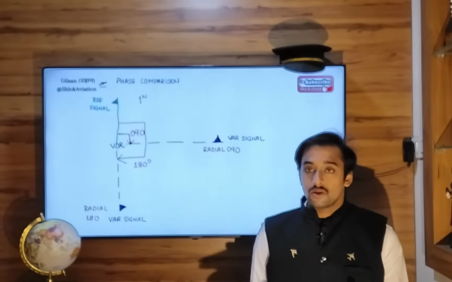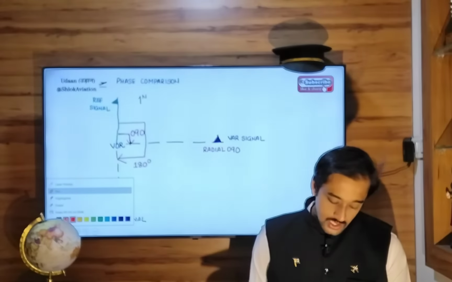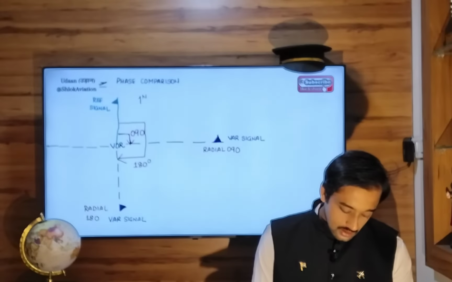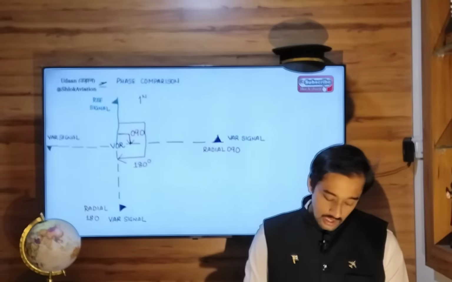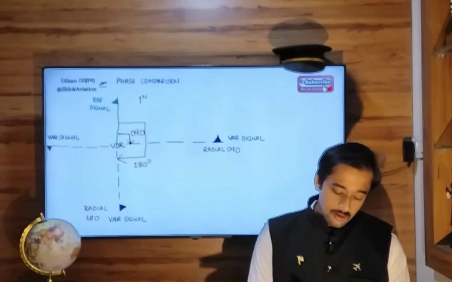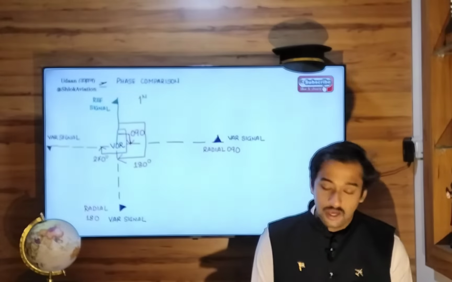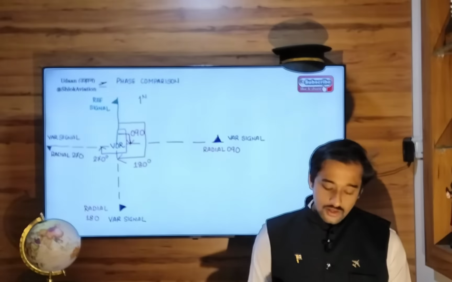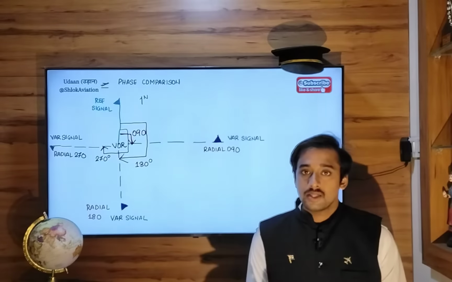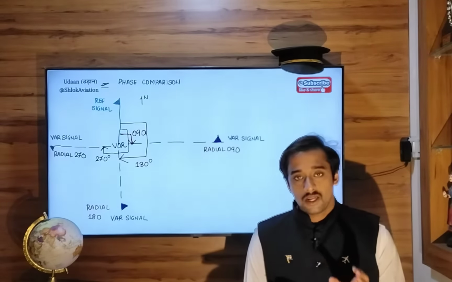Radial 180. Now when this variable signal rotates and goes on this side of the VOR, what will happen? The angular difference between the reference and this variable signal will be how much? It will be 270 degrees, the phase difference. And therefore this radial will be called radial 270. So in this similar fashion, we get all other radials as well. And this is how we get all the 360-degree radials from the VOR, the difference between a reference signal and variable signal.